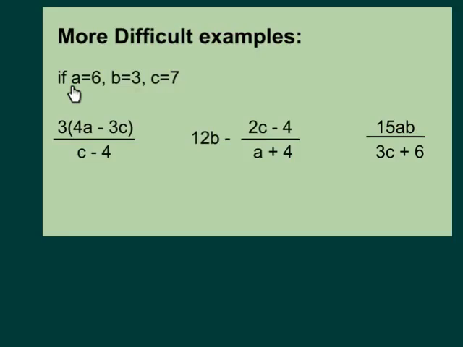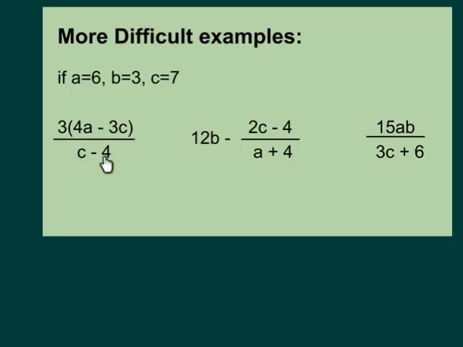Okay, let's see if we have room to do all these. This first one, I want to read the problem to you, and I want you to look at the problem while I read it so that we're in the habit of knowing how to say these problems. We would say 3 times the quantity 4A minus 3C all over C minus 4.